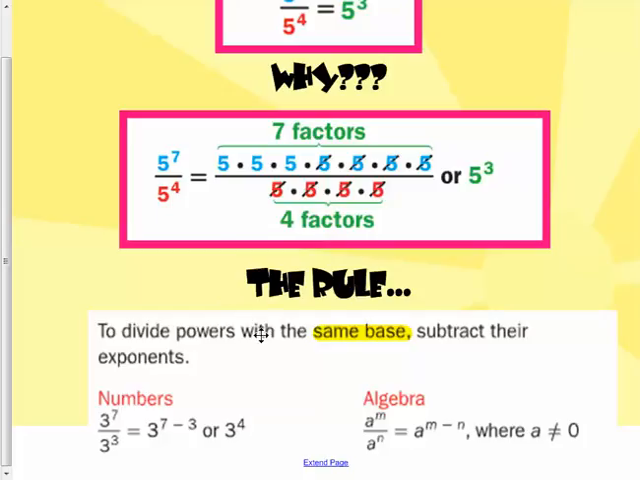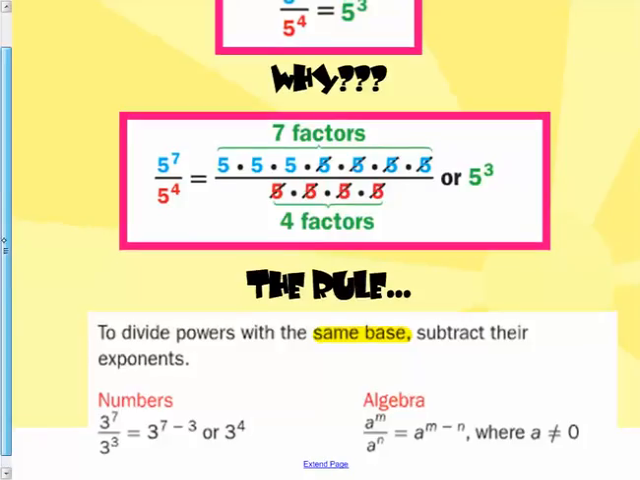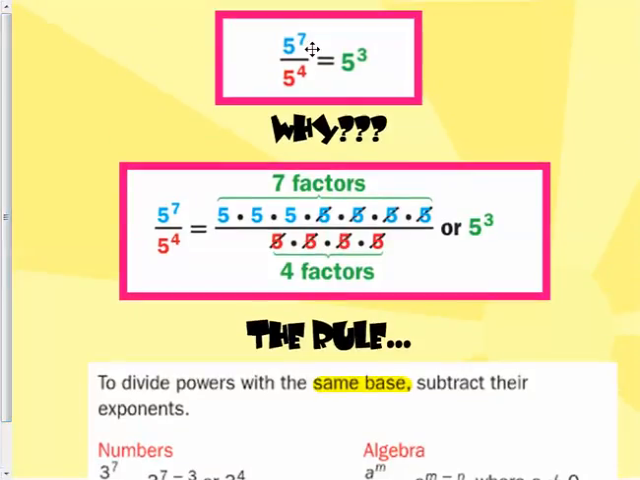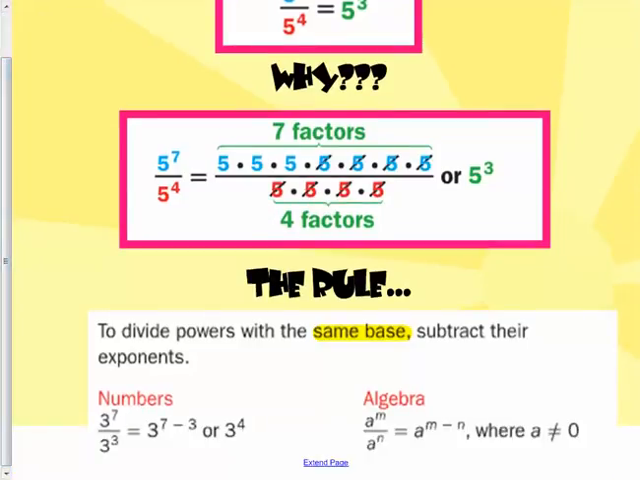Okay, now the big thing is you divide the powers with the same base by subtracting their exponents, as long as your base is not 0. So 5 to the 7th power divided by 5 to the 4th power would be 5 to the 3rd power, because 7 minus 4 is 3. Or you could factor them out and then cancel. So you can always check your work that way, but that can be a little tedious.